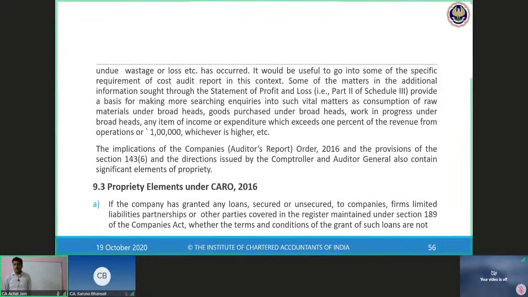Some of the matters in the additional information sought through the statement of P&L provide a basis for making more searching inquiries into some vital matters like consumption of raw material under broad heads, goods purchased under broad heads, WIP under broad heads, any item of income or expenditure which exceeds 1% of revenue from operations. Why has that limit been put? So that if there is any expenditure which is crossing a certain threshold, it can really be captured, can really be identified, can be assessed if required.